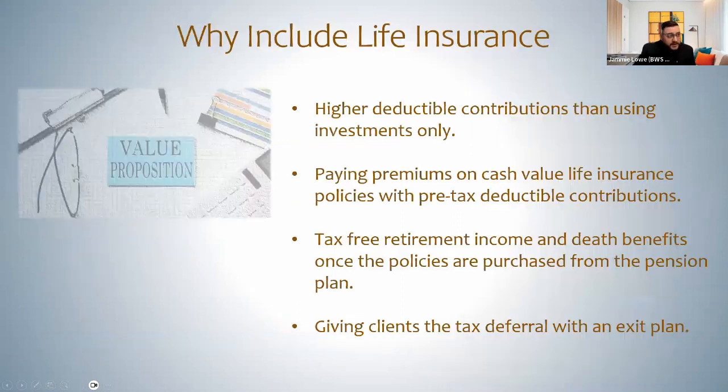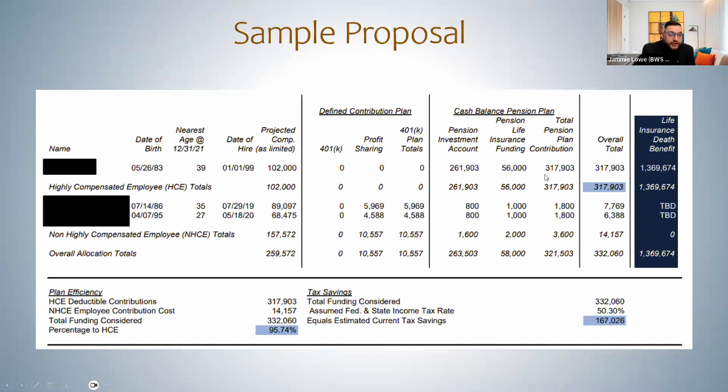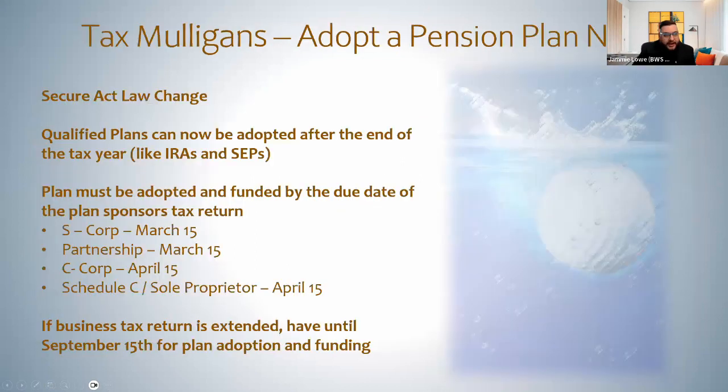I talked earlier about life insurance and why we include it. This is a little more in-depth conversation around the life insurance piece. First and foremost, the higher deductible contributions than investments only. So if we look back at our previous example, if we weren't including this life insurance, this $317,000 would probably be a little bit closer to the 280, maybe 290 range. Again, these are just estimates. These are all calculated by actuaries. But by adding the insurance, we're essentially able to increase the maximum that the business owner can put away for themselves. So it has that benefit up front.